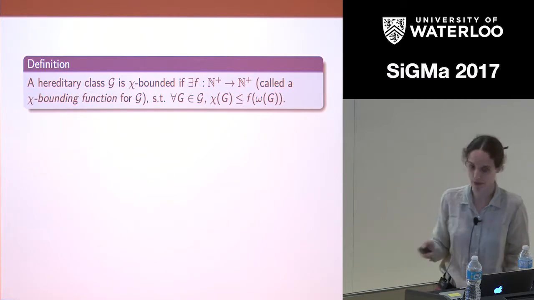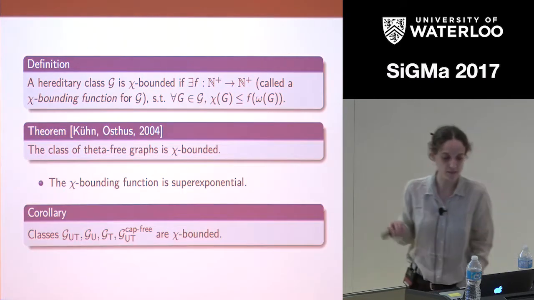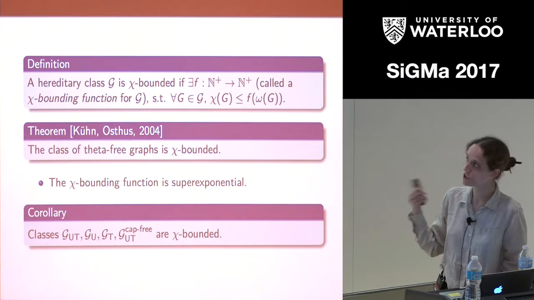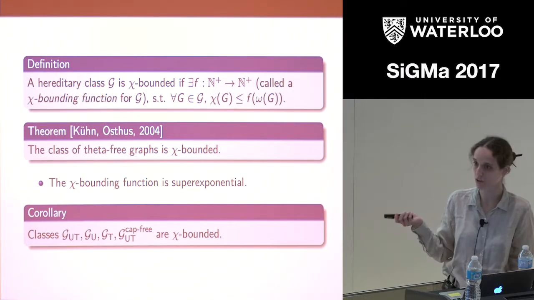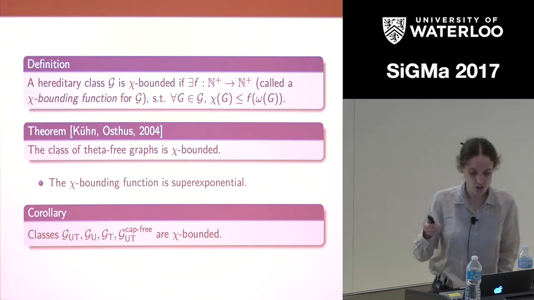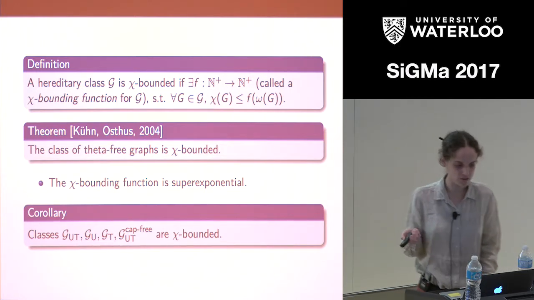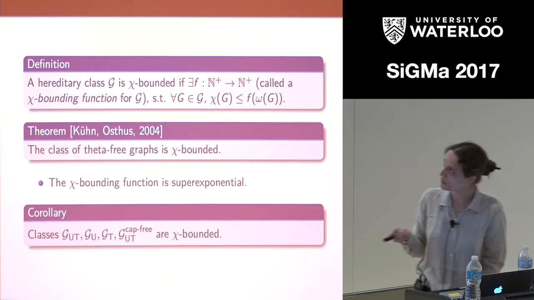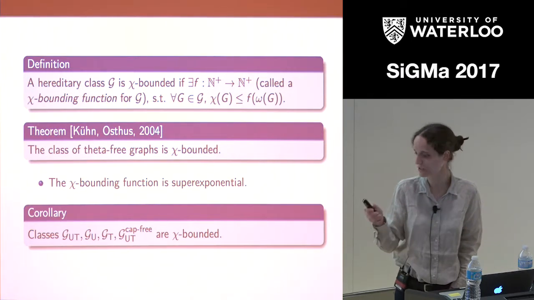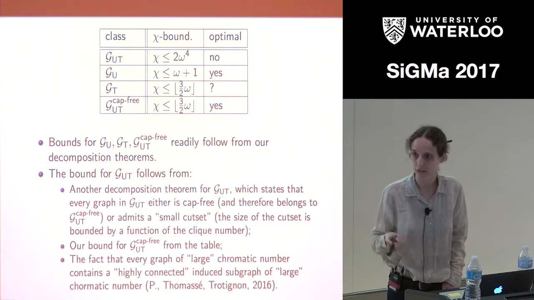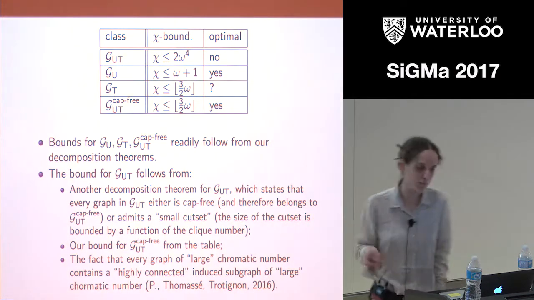It's denoted by omega. Now, it's known that the class of theta-free graphs is chi-bounded, which immediately implies that our four classes are chi-bounded because, by definition, they're all theta-free. Unfortunately, the chi-bounding function that's obtained from this theorem in the middle is something enormous. It's super exponential, so that's not very nice, which is why we wanted to get better bounds.